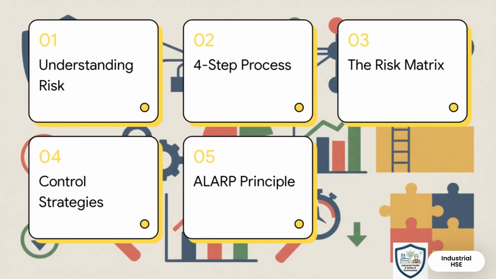So here's our game plan. We'll kick things off with the basic vocabulary, then walk through the 4-step process and the all-important risk matrix. After that, we'll get into control strategies and wrap up with the really critical idea of the ALARP principle.